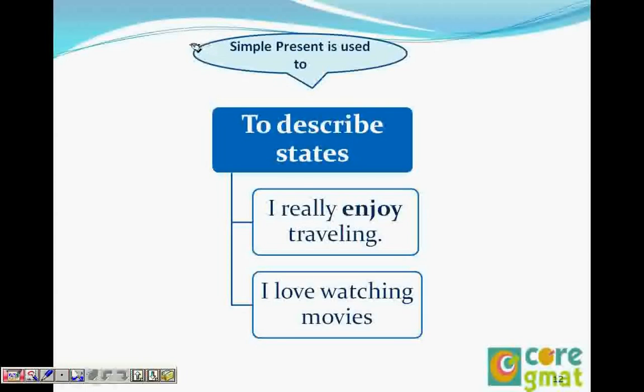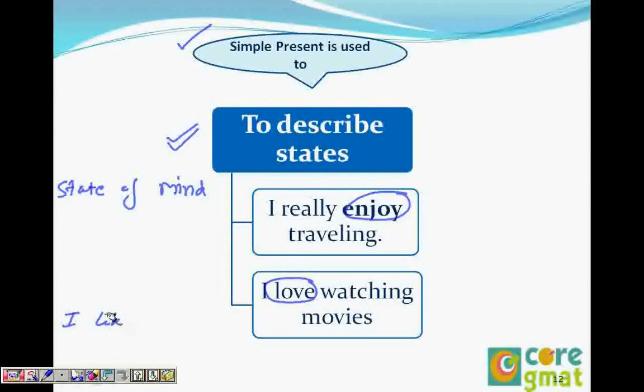Simple present is used to describe states of mind, basically. So you're looking at states of mind. I really enjoy traveling. So that means you enjoy. I love watching movies. I like reading books. So we cannot say I am loving or I am liking or I am enjoying, because we are describing the state of mind, so it will always go with the simple present tense.